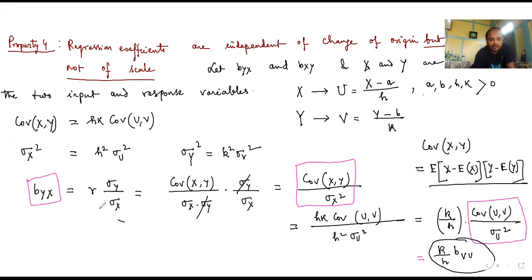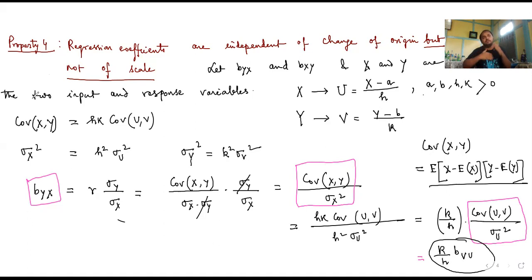So what we have found is that the regression coefficient between x and y, and the regression coefficient between v and u, are actually connected, but the scales, small k and small h, are present inside the formula. But in this relation, there are no terms like small a and small b. So if you shift the origin of the variables, it will not affect the regression coefficients.